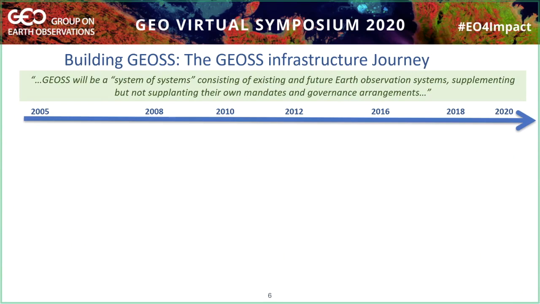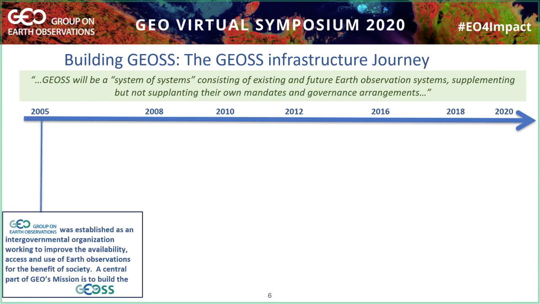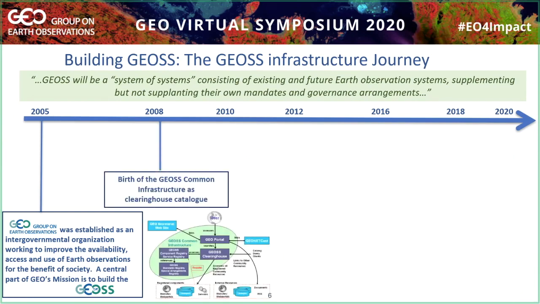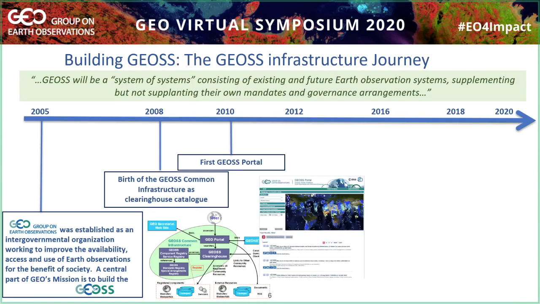So if we look at the GEOSS infrastructure history, we can identify some major milestones for this evolution. The first one, of course, is the establishment of the Group on Earth Observation, with the mandate of building the GEOSS. Around 2008, the first GEOSS Common Infrastructure was released as a clearinghouse catalog, that is a metadata repository, including information about the protocols supported to connect with the different provider systems, selected from a set of specifications approved or under approval in GEOSS. And around 2010, a first GEOSS portal was released to query the clearinghouse catalog.